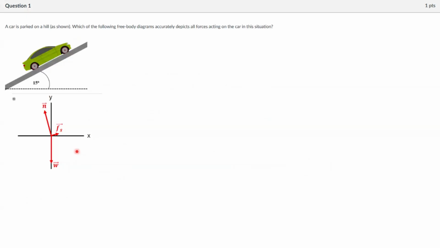All right, chapter 5. This is kind of more problem solving with Newton's laws. We have a car parked on a hill as shown. The angle of inclination of the hill is 15 degrees as shown here. Which of the following free body diagrams accurately depicts all of the forces in this situation? Keyword here, parked. Normally when we think of parked, we think of not moving. When we think of not moving, we think of not accelerating. Not accelerating by Newton's second law means zero net force.